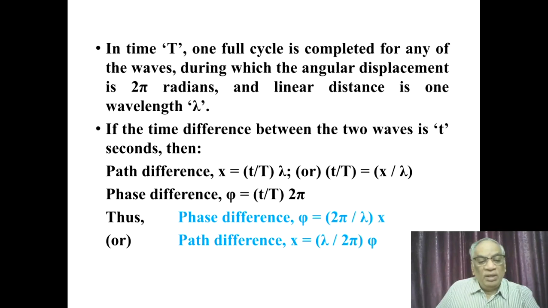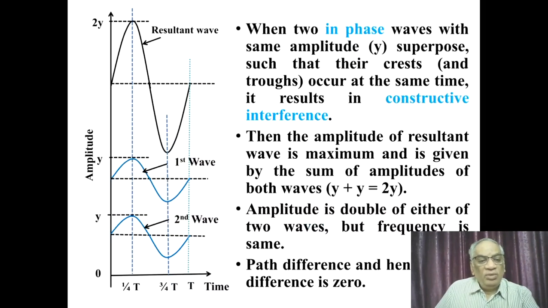at a particular time. When two in-phase waves with the same amplitude superpose such that their crests or troughs occur at the same time, it results in constructive interference. They interfere together to result in a different wave. Then the amplitude of the resultant wave will be maximum and is given by the sum of the amplitudes of both waves. As shown in the slide, wave 1 and wave 2 both have amplitudes y.